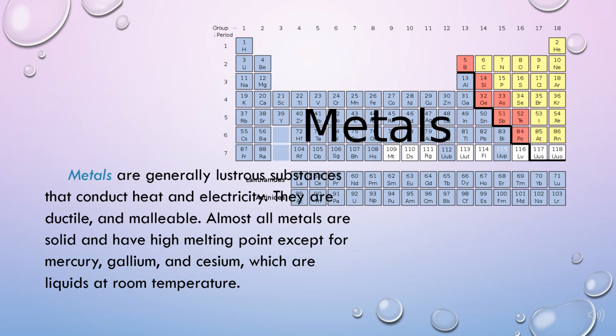So the location of metals in our periodic table, as you can see in the picture, yan yung mga color blue dyan. Yan yung mga metals. As you can see, metals dominate the periodic table. Mas madami ang metals.